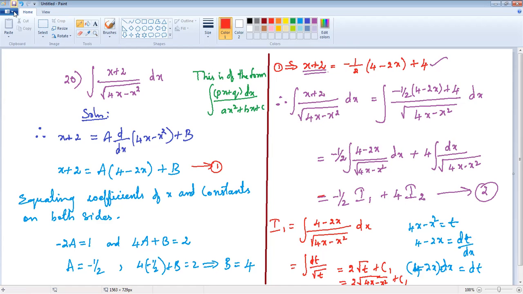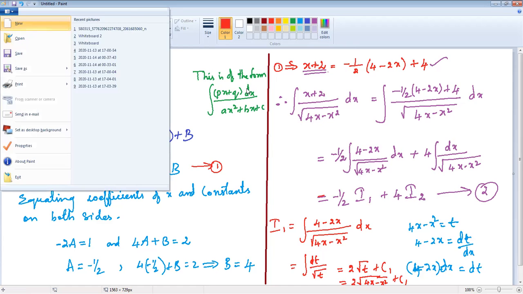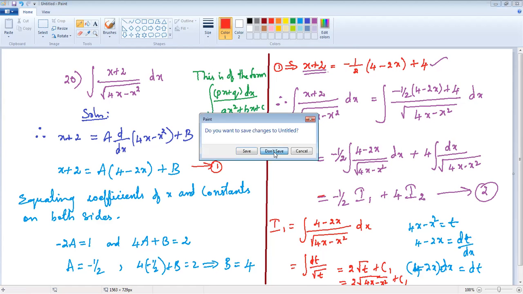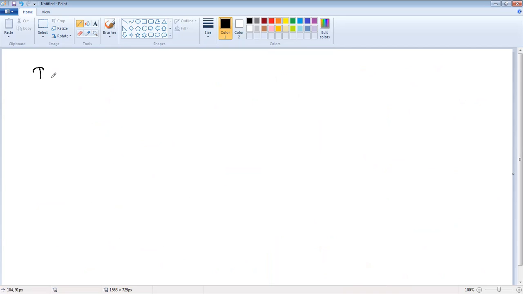Now let us find integral 2. Okay, I2 is equal to the integral of dx by square root of 4x minus x square. Completing the square, what do you get?